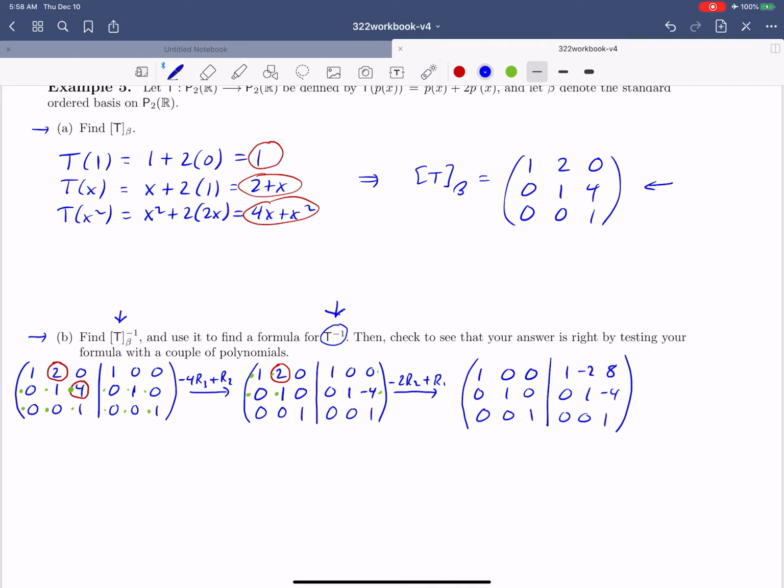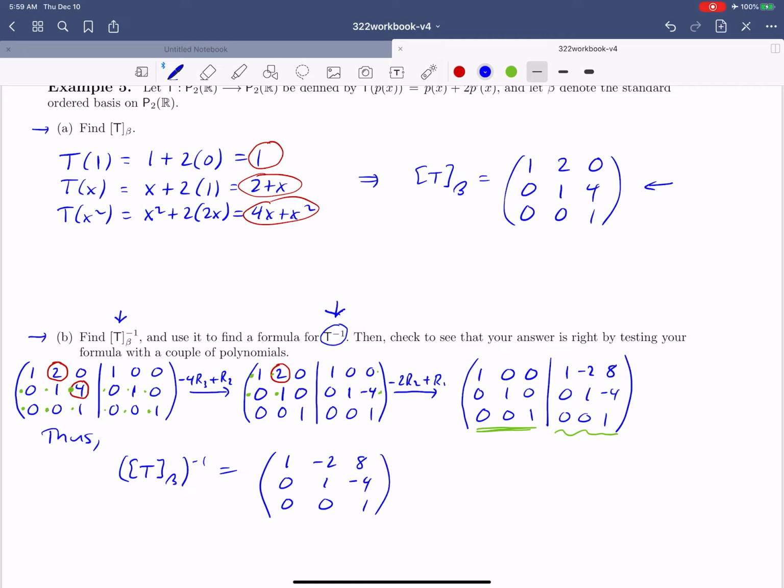All right, so notice a couple of things here. Number 1, we've got the identity to the left. That's telling us that we're at the end of our elimination process here. And what that means is that this matrix over here to the right should be our inverse. So what we can say with confidence here is that the inverse of T beta is 1, negative 2, 8, 0, 1, negative 4, and 0, 0, 1.